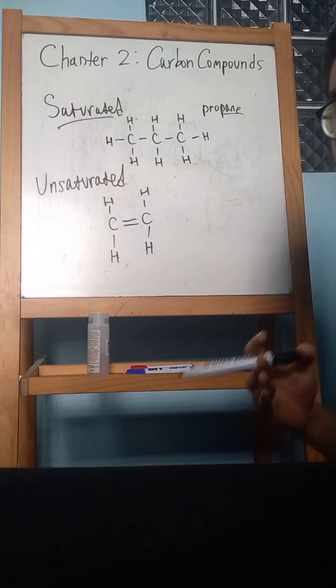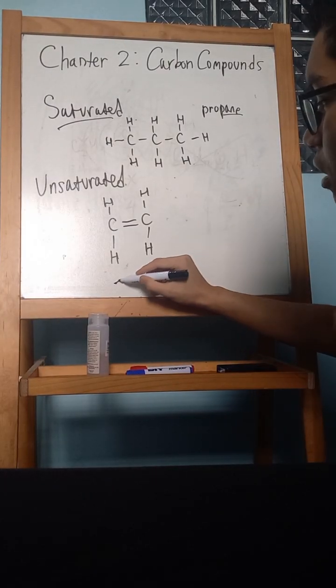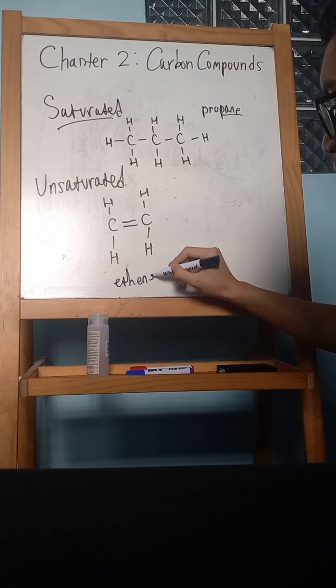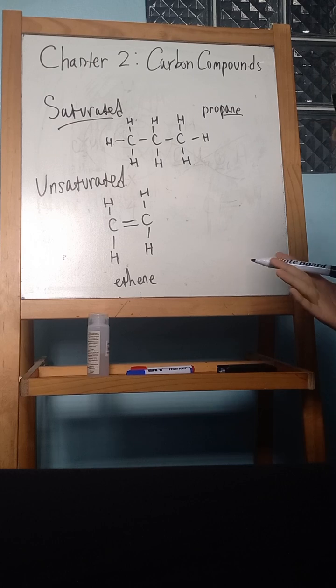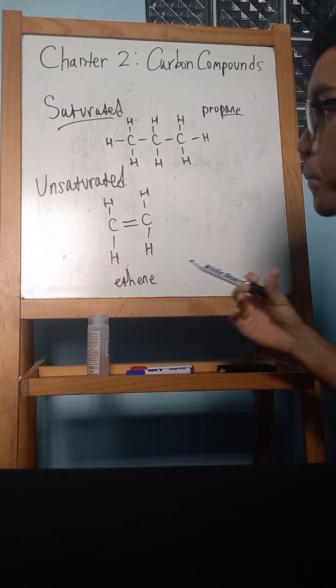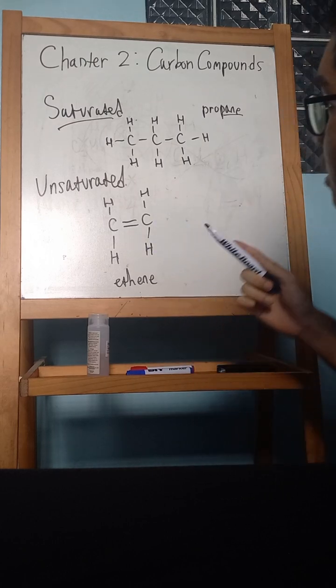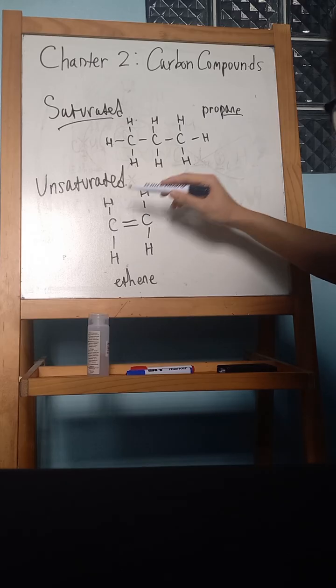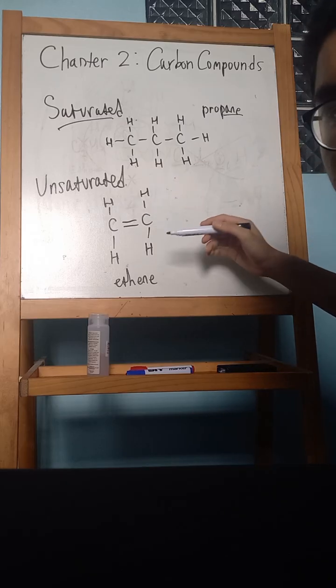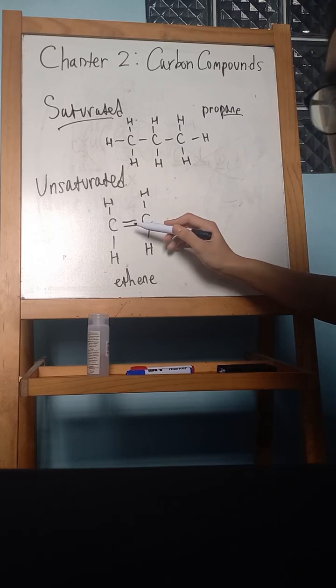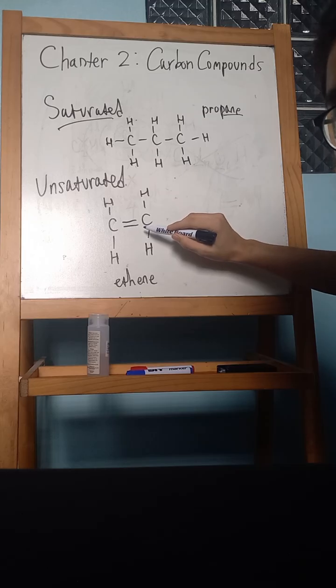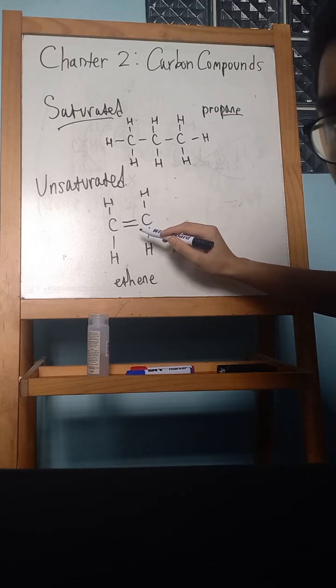Alright, this here is called ethene. I showed you this just now. So ethene, you can see a difference here. While the hydrogen atoms are kind of the same as they were before, the carbon atoms have these two lines in between them. This is called a double bond.